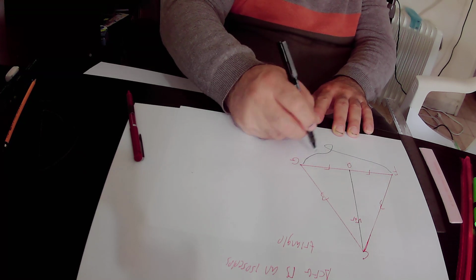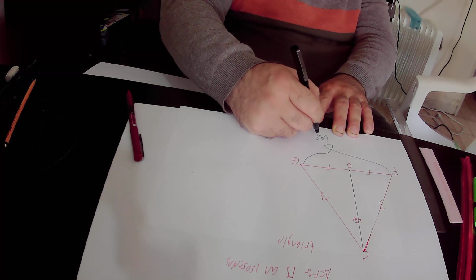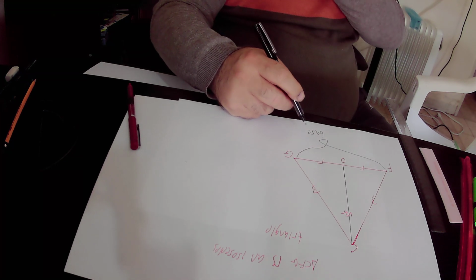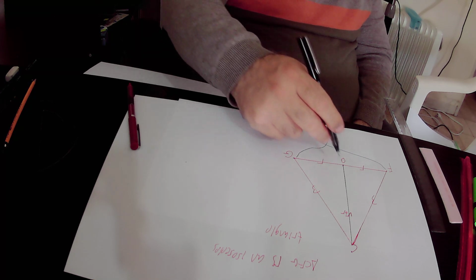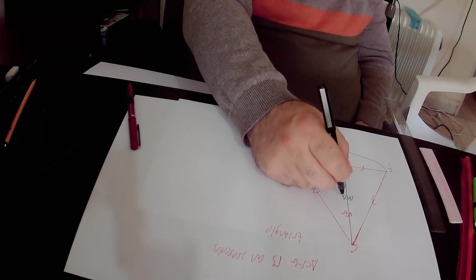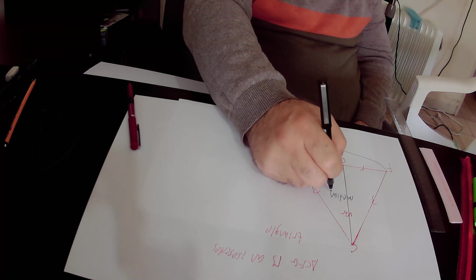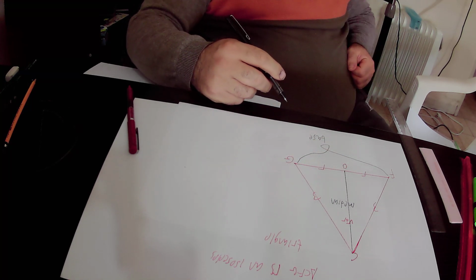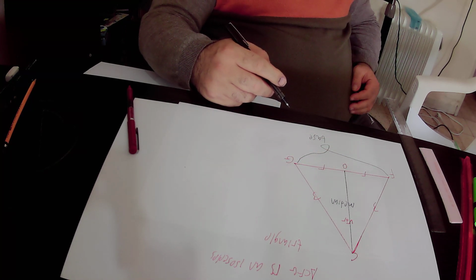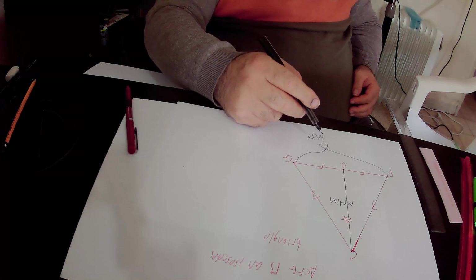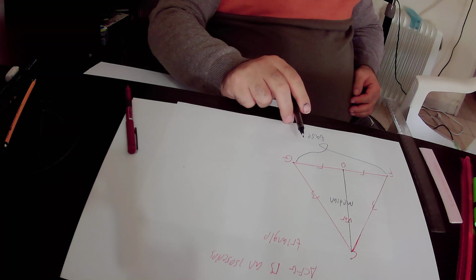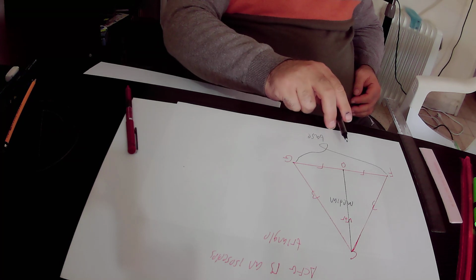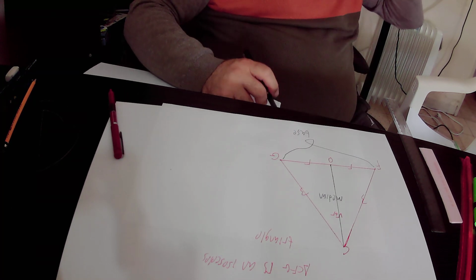Okay, FG is the base, and CO is the median to the base. Why is CO the median to the base? Because line segment CO divides the base FG into two equal parts. FO equals OG equals r.